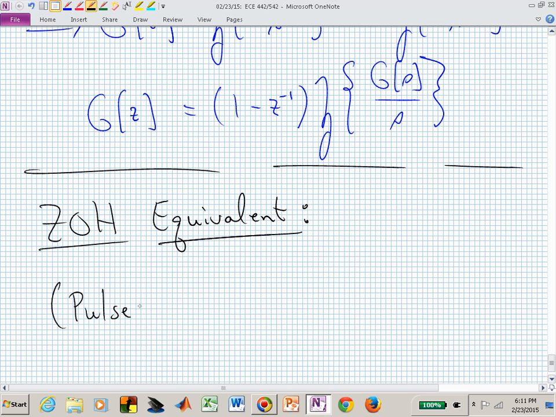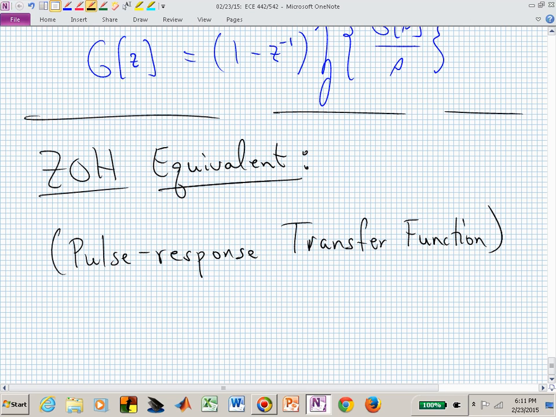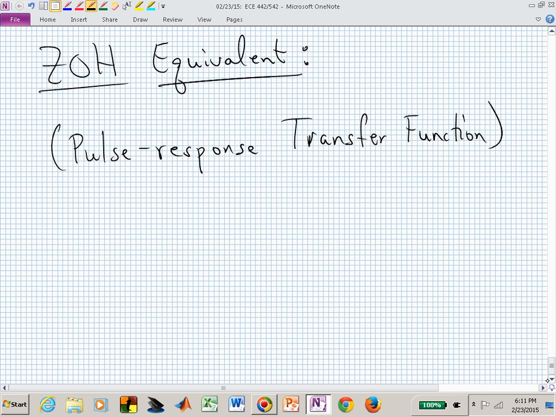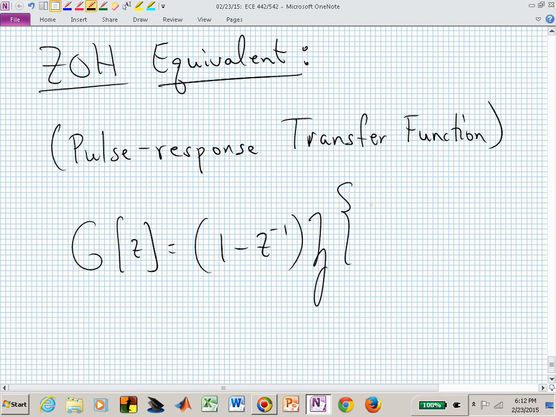You might see this referred to in some sources as the pulse response transfer function, which is what we use to excite that system. We excited it with a pulse, and that now can be written as G of Z is 1 minus Z to the minus 1 times the Z-transform of G of S over S.